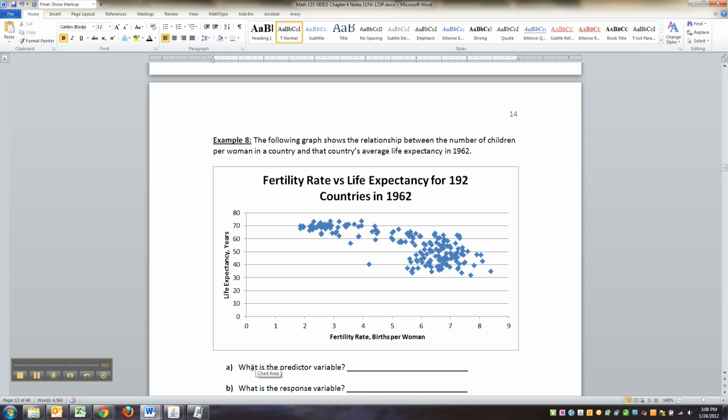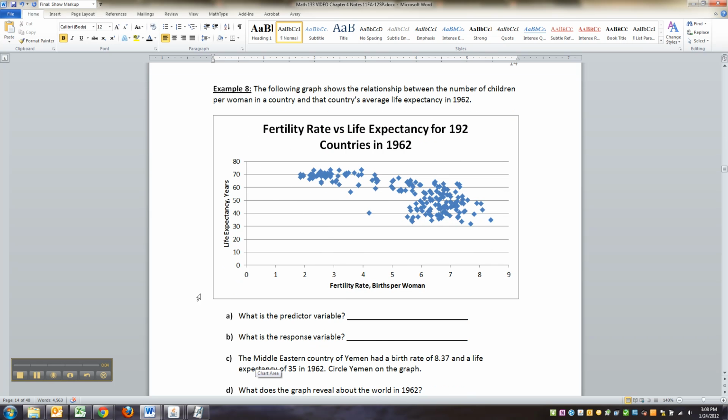Let's make sure we have a good handle on all the scattergram stuff. The following graph shows the relationship between the number of children per woman in a country and that country's average life expectancy in 1962. So here's how many children you can expect to have per woman, and how long the children should live.